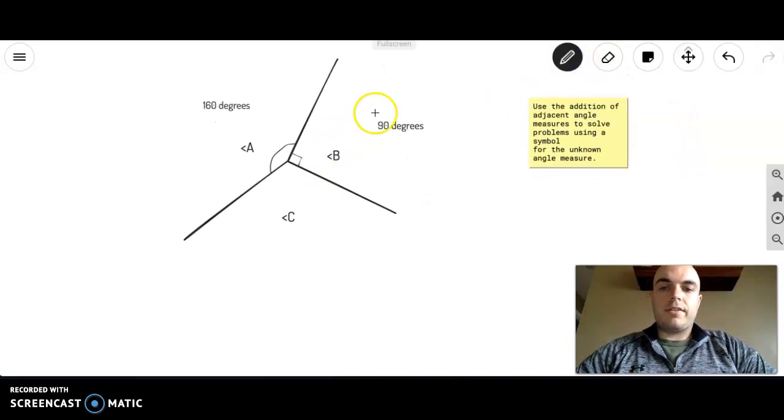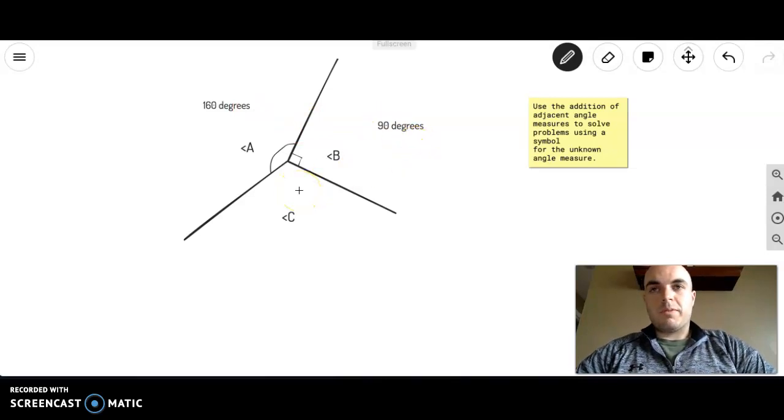So I have created three angles that essentially form a circle as you go around them, a full rotation, which we know is equivalent to 360 degrees. I have given us the measurement for two of these angles so that we can find the third one. Angle A is 160 degrees and angle B is 90 degrees.